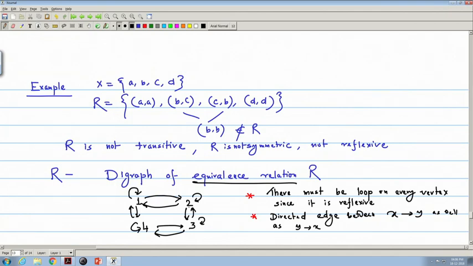Another is that if 2 to 3 and 3 to 4 are there, then there must be 2 to 4. This means it is transitive, and the same thing will happen. So, for an equivalence relation, from the digraph, this property we can always check very easily. So, this is one property of the relation R. Okay.